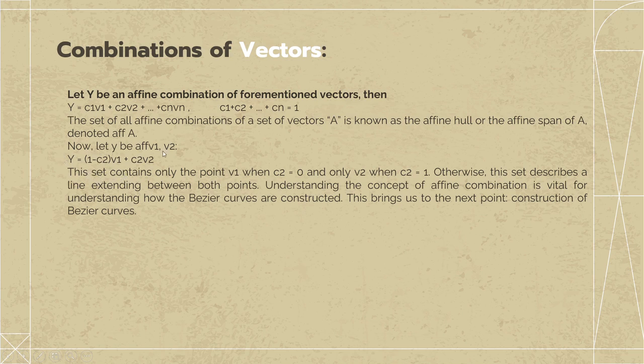So here, this must end up creating a line extending from V1 to V2. Because now we're talking about vectors as being points in space, and the two extreme possibilities of C2 would be 0 and 1. 0 would end up with V1 as the result of the affine combination, and 1 will make the result equal to V2.